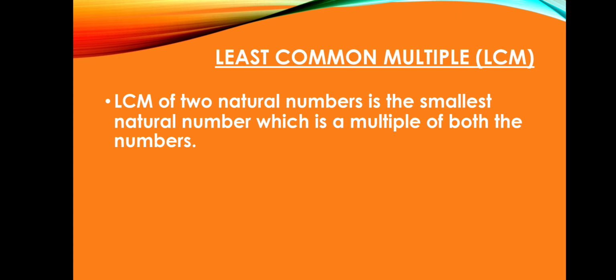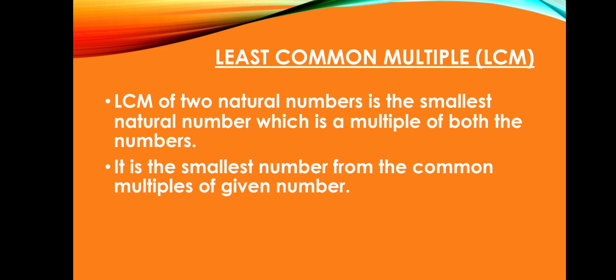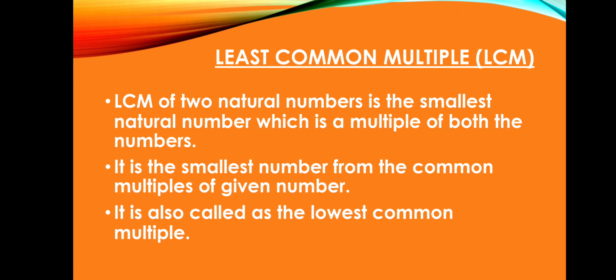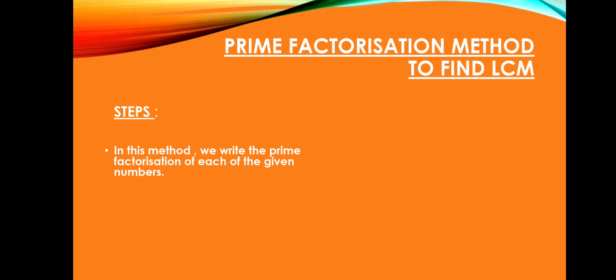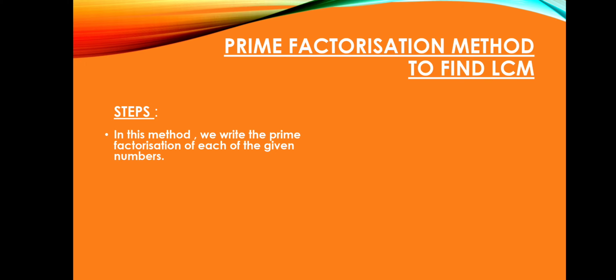Now least common multiple. LCM of two natural numbers is the smallest natural number which is a multiple of both the numbers. It is the smallest number from the common multiples of the given numbers. It is also called the lowest common multiple. Now prime factorization method to find the LCM. Steps involved are: in this method we write the prime factorization of each of the given numbers.